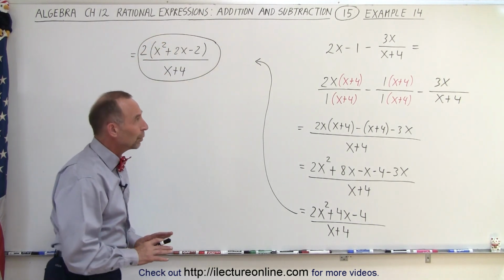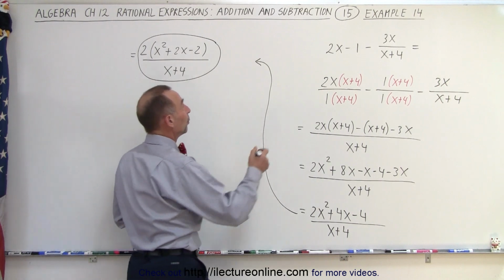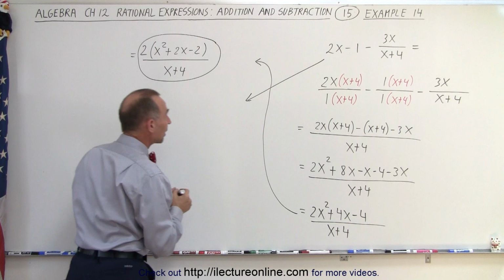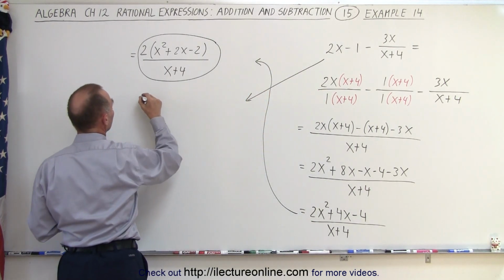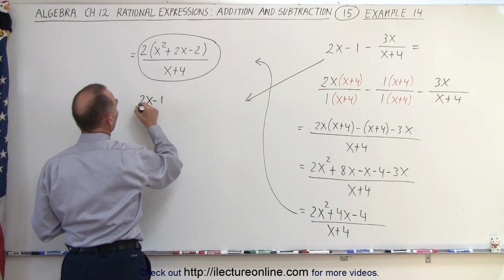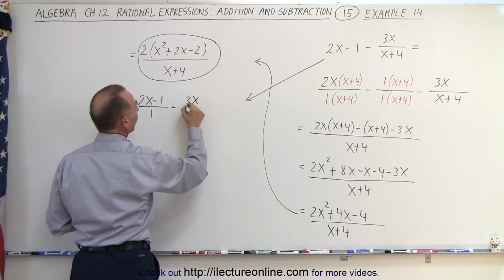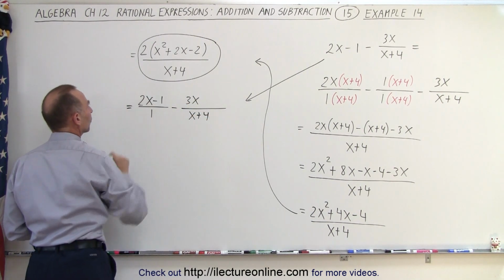Okay, so just so that we don't get confused, there's actually different ways in which we can do this problem. We could have also done it the following way, and let's show that over here. We could have taken the binomial 2x minus 1 and written it over 1 like this, minus 3x over x plus 4. And let's put an equal sign then.